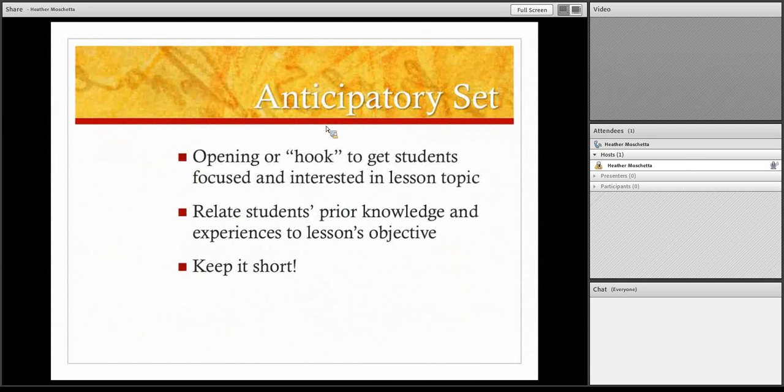Remember, though, it's really important to keep it short. It should only be long enough to get the students focused and interested so that you can spend the major portion of the instructional time to accomplish the lesson's objective.